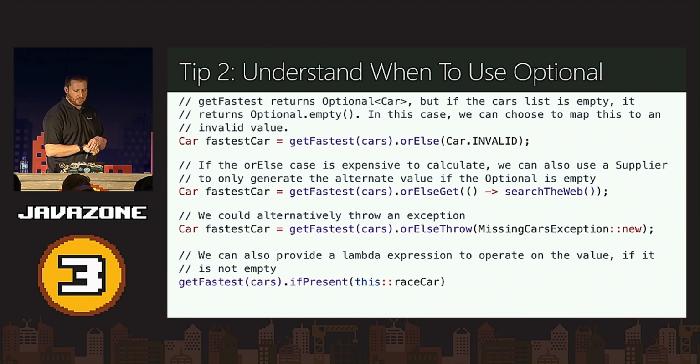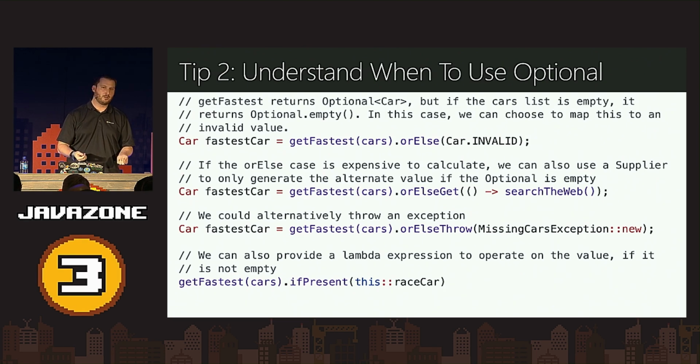Now, if the orElse operation is going to be expensive, we can use the second line of code, which is orElseGet, where we pass in a Supplier, which is a functional interface, so it can be a nice lambda expression, to do some kind of expensive operation that's only called in the instance where the Optional is empty. In this case, we're doing a search-the-web operation, which we presume is an expensive and slow operation, but that's only performed in the cases where the Optional is empty.